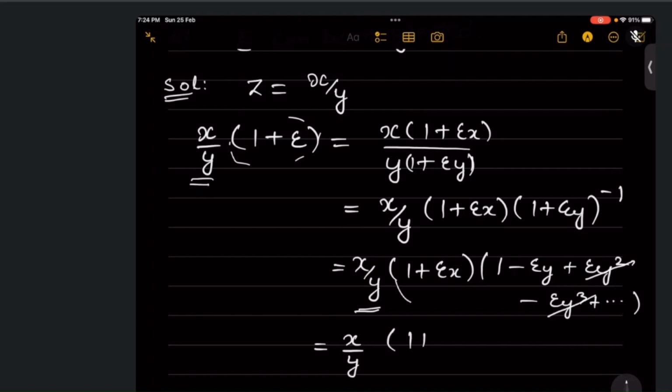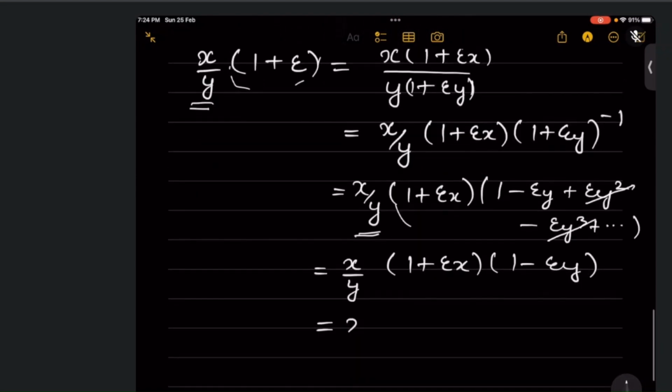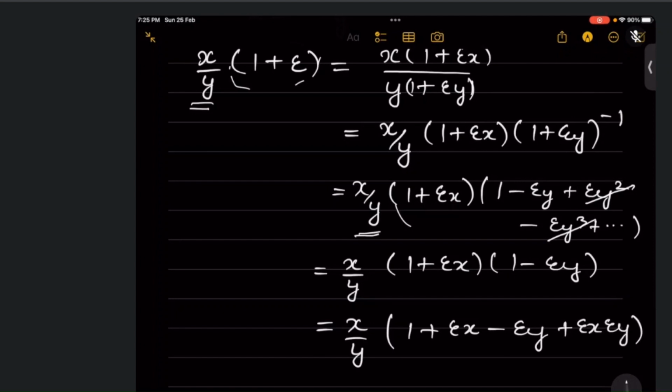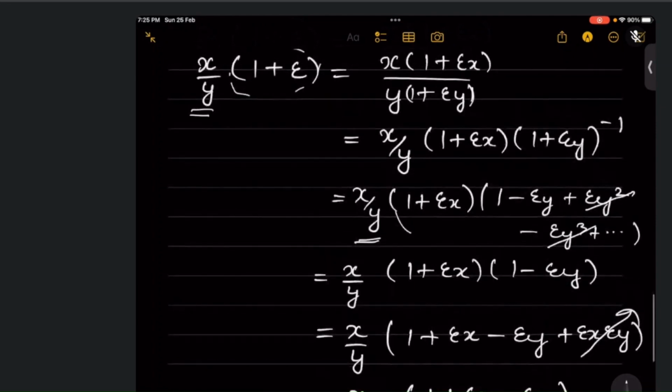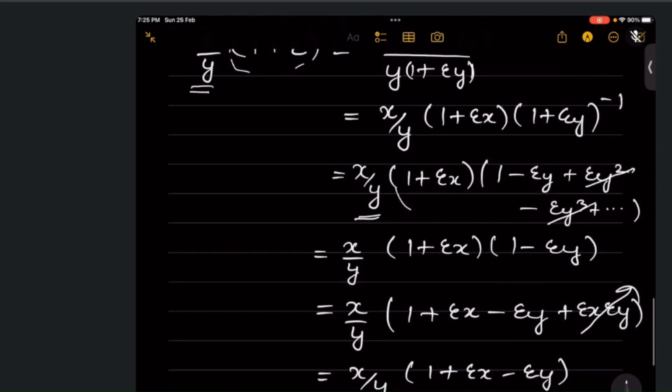It will be (1 plus epsilon x) into (1 minus epsilon y). And it will be further 1 plus epsilon x minus epsilon y plus epsilon x into epsilon y. Again, this is a second order term, right? So this will not be considered. So it will be something like x by y into (1 plus epsilon x minus epsilon y).